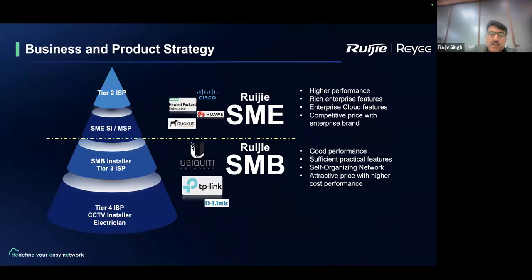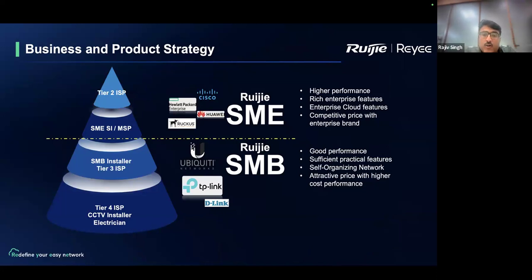We have two verticals, Ruijie SMB and Ruijie SME. When we talk about SME, we have competitors like Cisco, HP, Huawei, and Ruckus. When we talk about SMB, Ubiquiti, TP-Link, D-Link, and Netgear are the biggest competitors for us, not only in the India market but in overseas markets also.